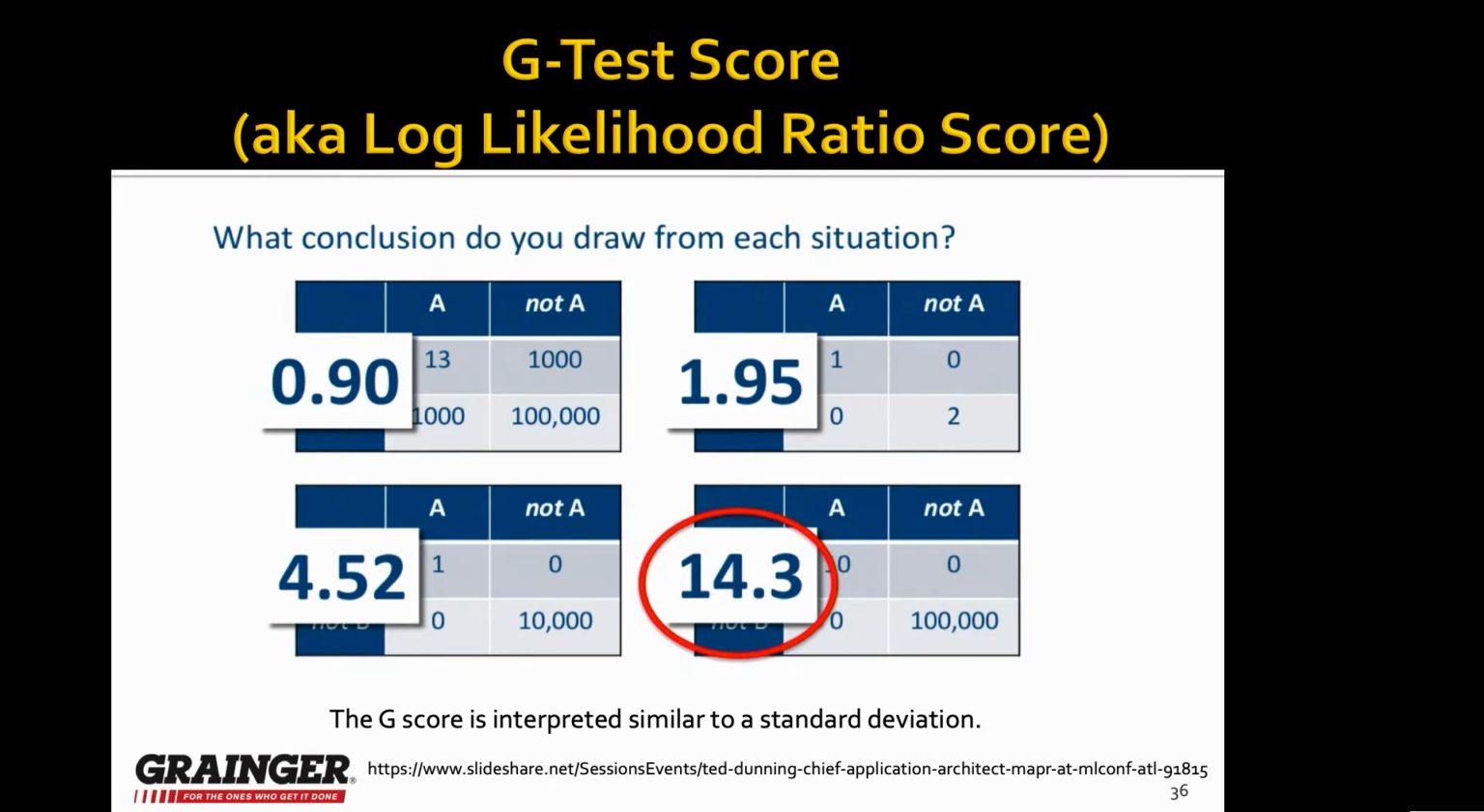So now we have the one on the top left. Well, that's got a deviation of 0.9, a G-score actually. The top right is 1.95. The bottom left is 4.52.